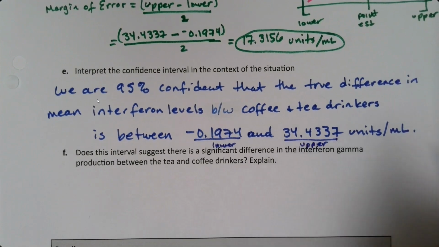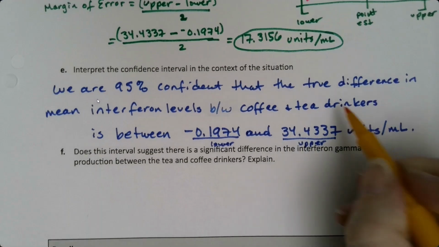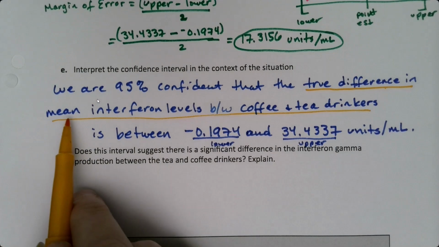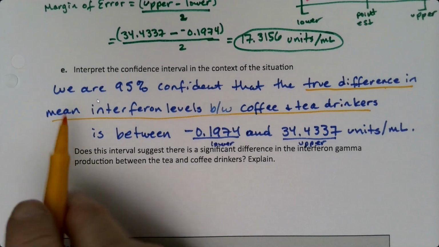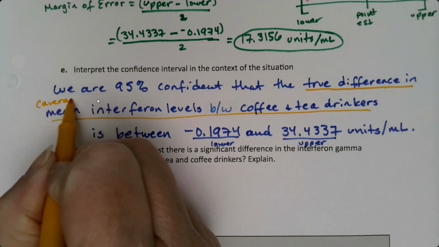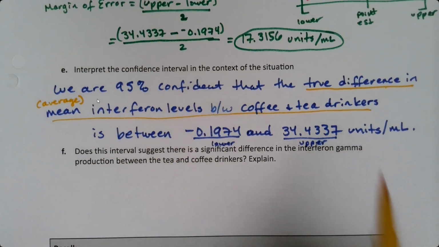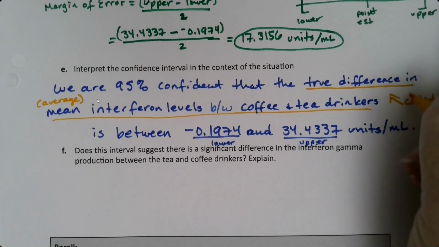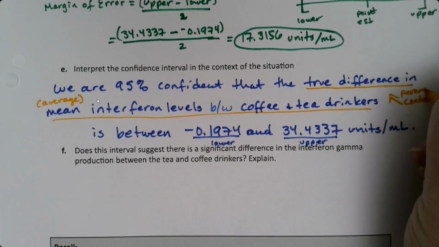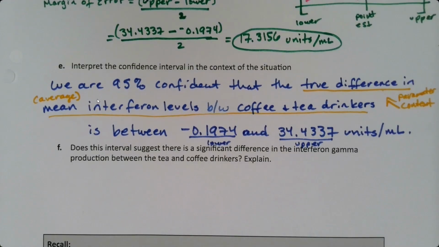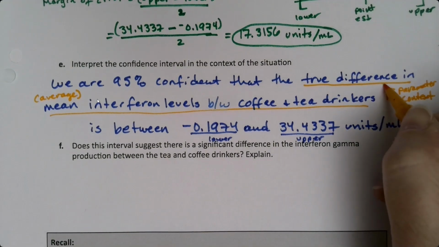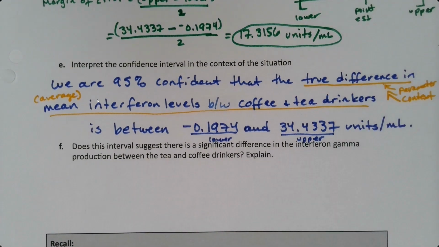The hardest part on these is this piece in the middle where you're explaining what this was about, right? It's the difference in average. You could use the word average. I'll just write that right here. Average interferon levels between coffee and tea drinkers, right? That's the context. That's the hardest part, right? And the parameter as well, right? The parameter is the difference in the means. So you have to kind of put the difference in the means and the context together. But the rest of it's kind of straightforward.